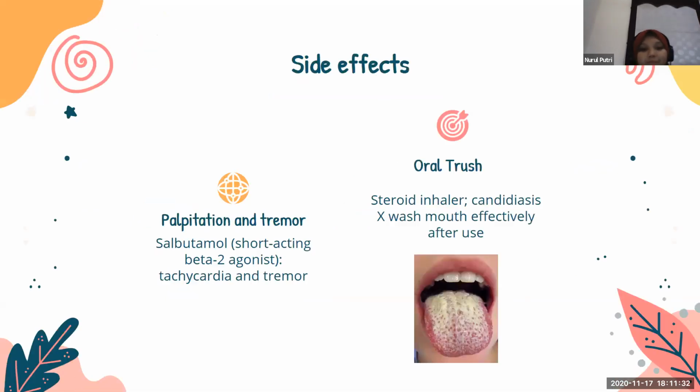Okay, these are the side effects of the medication. Palpitation and tremor, like we have mentioned before, are due to salbutamol, which can cause tachycardia and tremor, especially if given in high dose. Oral thrush can be caused by a steroid inhaler. Oral thrush is actually oral candidiasis, and this is mainly because the patient does not wash their mouth effectively after using the steroid inhaler.